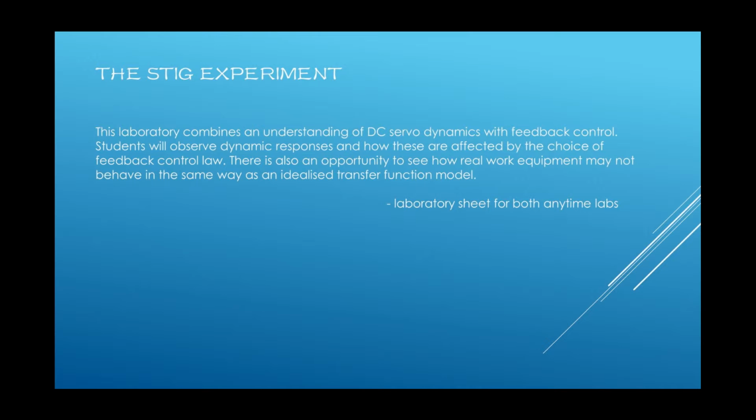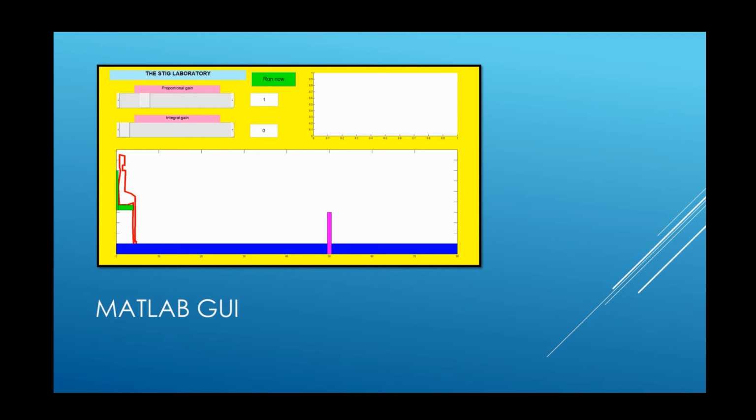The STIG experiment. This laboratory combines an understanding of DC servo dynamics with feedback control. Students will observe dynamic response and how these are affected by the choice of feedback control law. There is also an opportunity to see how real-world equipment may not behave in the same way as an idealized transfer function model. First, we use MATLAB to simulate this experiment.